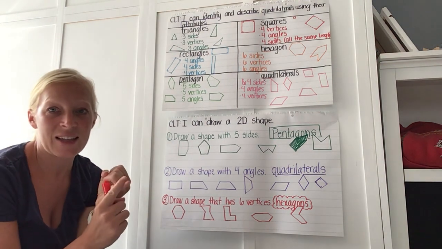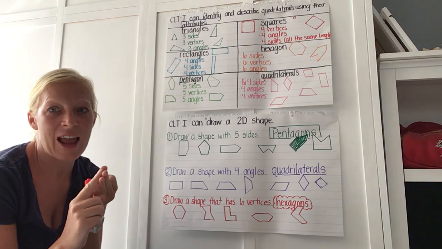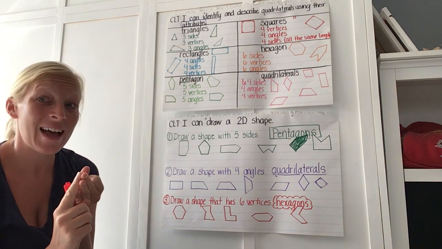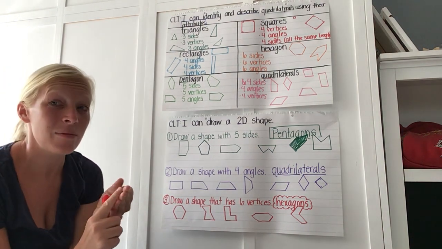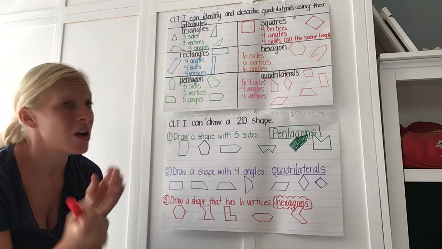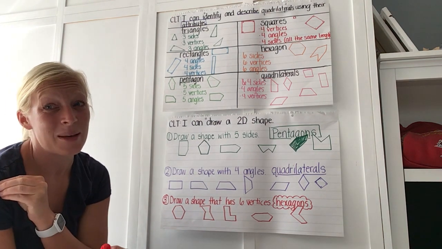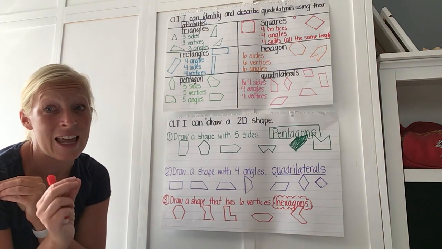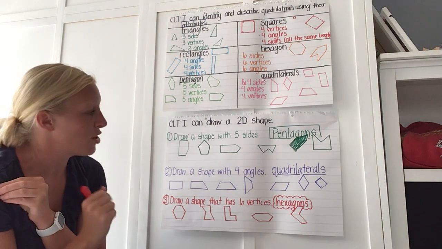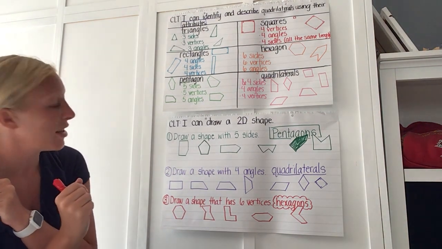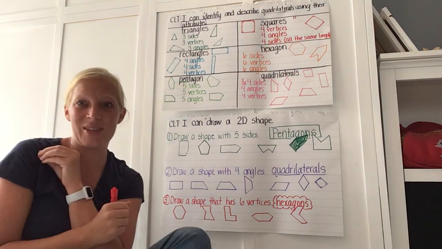Check your sides, your vertices, your angles. And when you check those sides, remember that some shapes, those sides, are very specific. Sometimes those sides need to be the same length. As you're drawing today, go back and check those attributes.